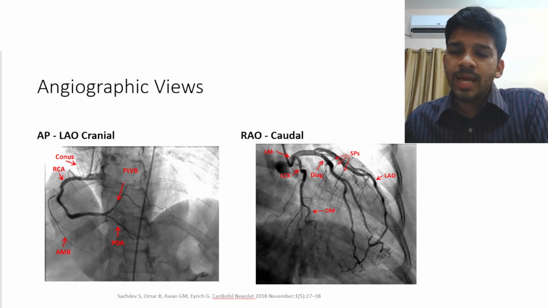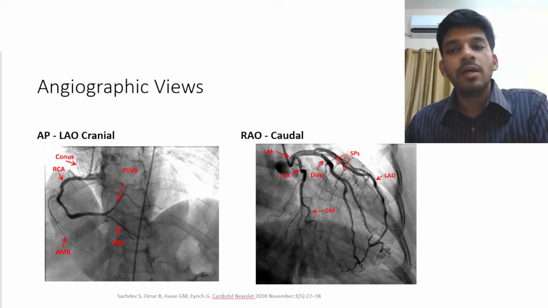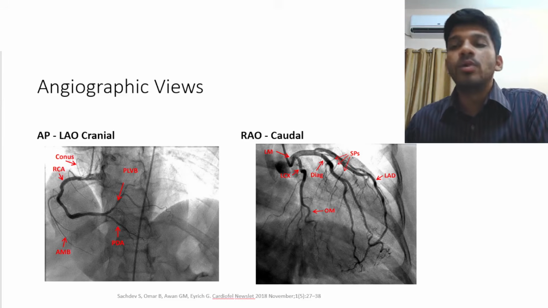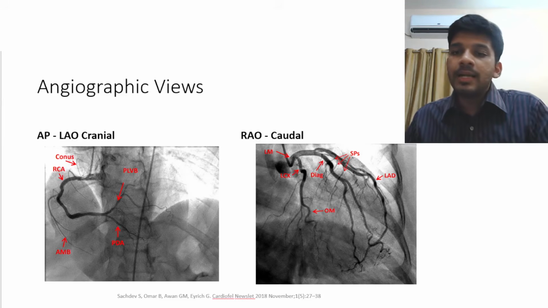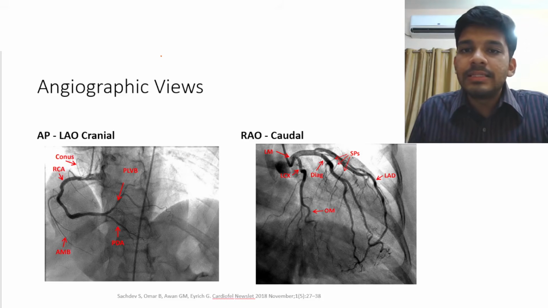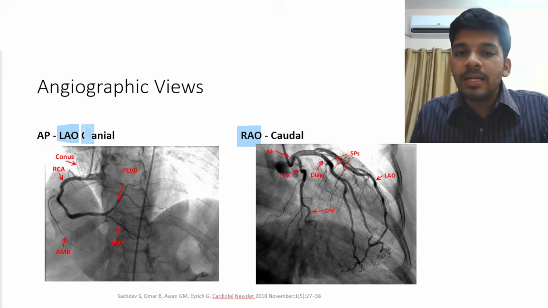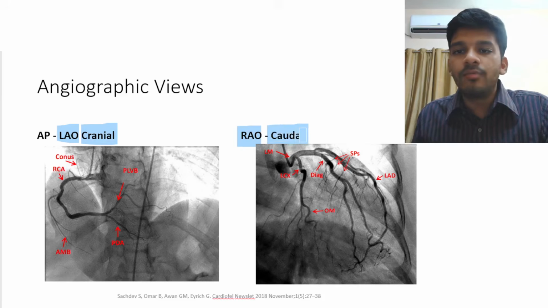So angiographic views can be provided in many forms. You have multiple views and a lot of these have names. For example, you have a spider's view. But the standard nomenclature of these views, there are mainly two things to look at. Whether it is a left anterior oblique view or a right anterior oblique view. Second thing is whether it is a cranial view or a caudal view.